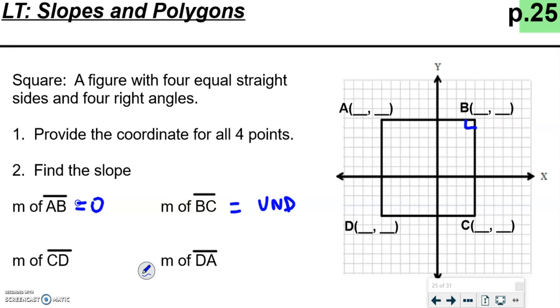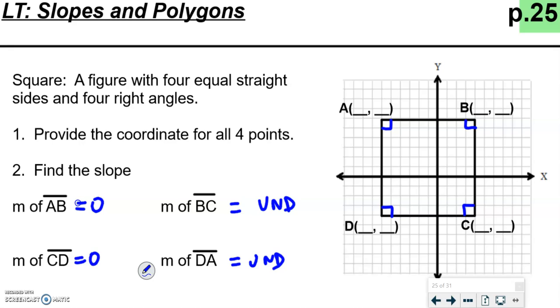And from C to D is 0, okay, which is perpendicular to BC. Okay, and then also DA is undefined, because it's a vertical line. And also that makes it perpendicular to the rest. So that established that we have 4 right angles.